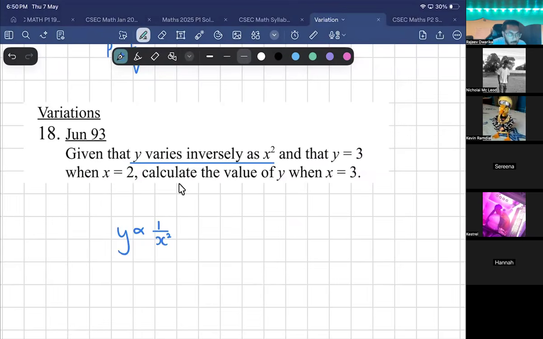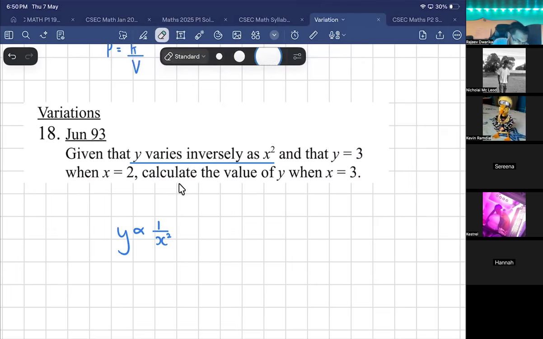I can't say y is proportional to x squared. They are literally inversely related. So I need to write x squared as a reciprocal. x squared just means x squared over 1. And if you're finding the reciprocal of that, what would it be? What is the reciprocal of x squared over 1? 1 over x squared. Cool. What's your next step?